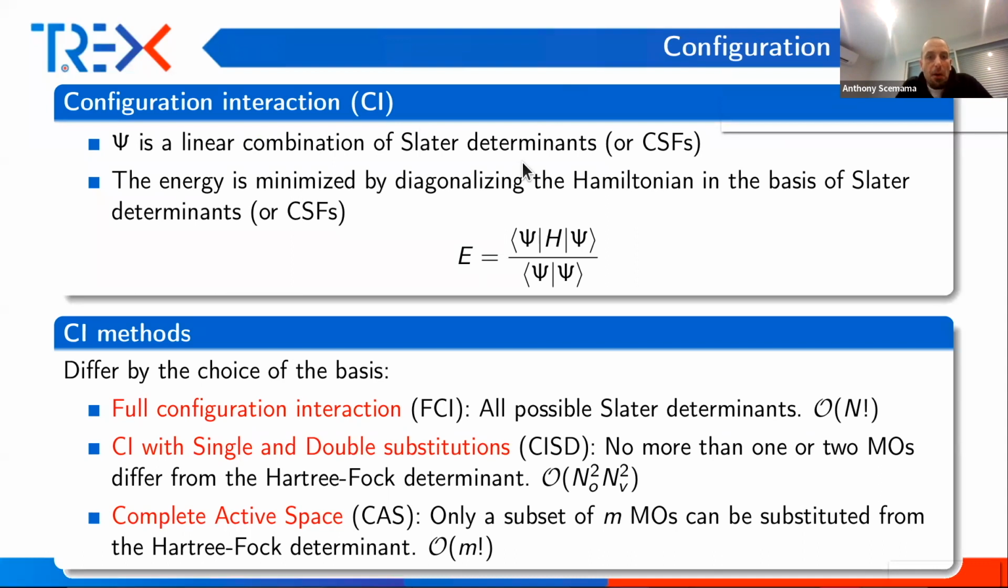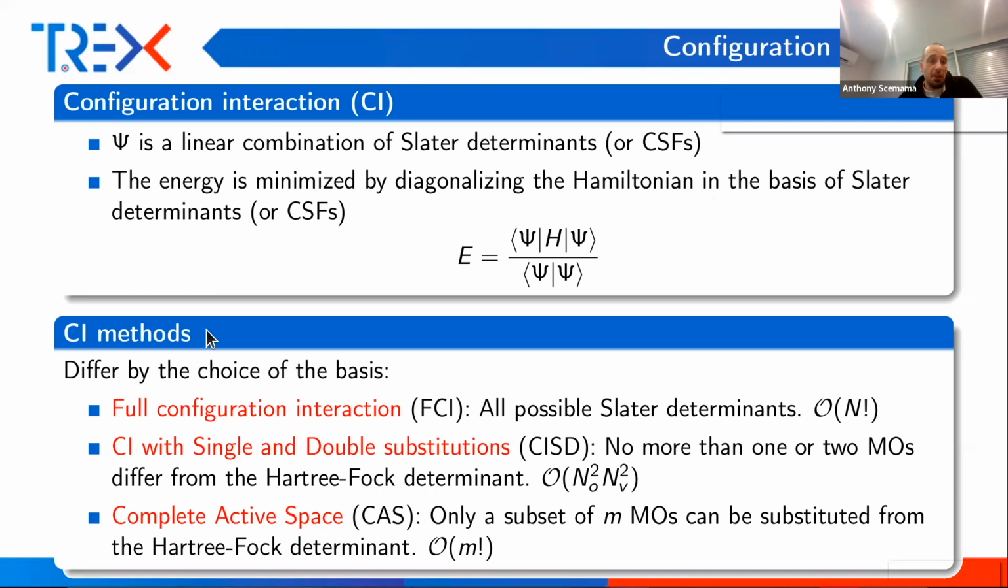Okay, so now configuration interaction. In configuration interaction, your wave function is a linear combination of Slater determinants or CSF, because there's a one-to-one correspondence between the two. And you minimize the energy by diagonalizing the Hamiltonian in the basis of the Slater determinants or of the CSF. So it's really a linear parametrization of your wave function, and you minimize the energy.